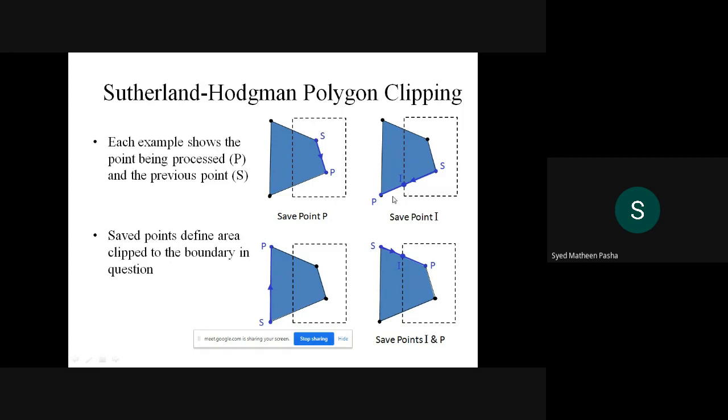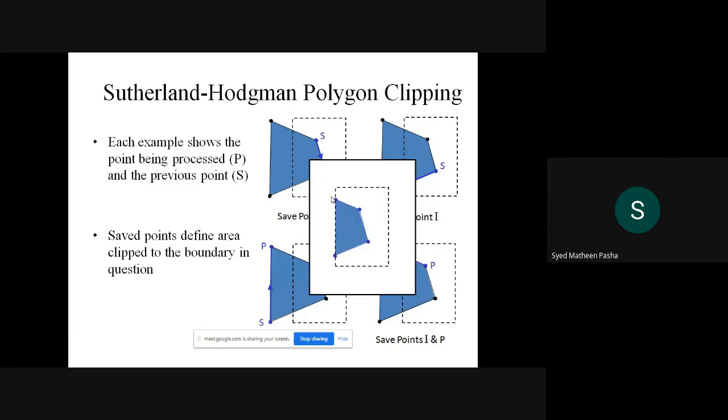Check out in the second case, this is the point and this is the previous point which is being processed, which lies outside the particular window. So similarly, all 4 cases are being displayed and explained with respect to each polygon, where the saved points with respect to the original point actually define the area with the help of which you need to perform clipping with respect to some boundaries. So this is one of the examples of Sutherland-Hodgman polygon clipping.